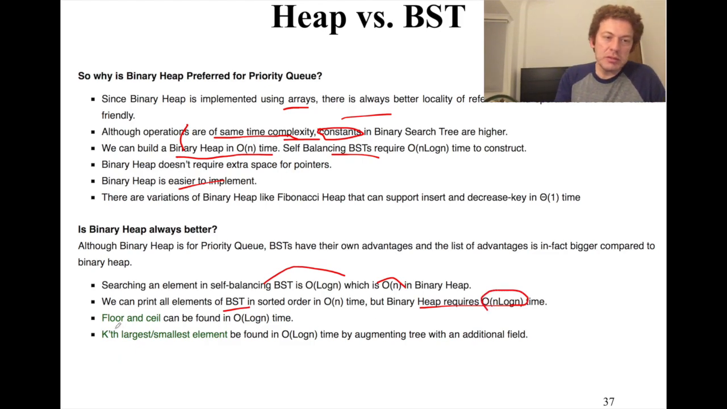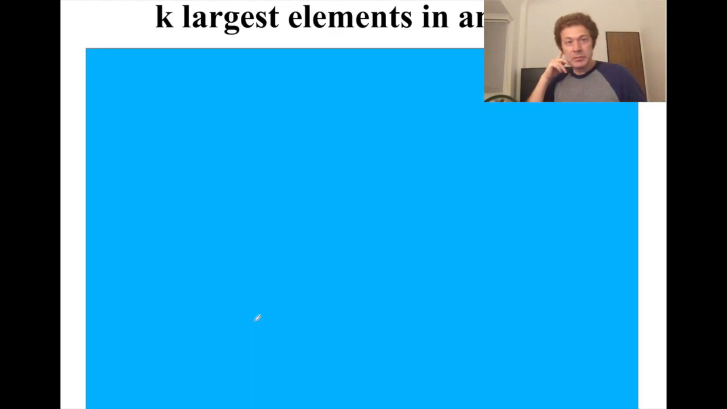Max and min, or floor and ceil, both can be found in log n time in BST. For the minimum, go to the leftmost. For the maximum, go to the rightmost. We know it actually. But in a priority queue, in a min heap, only the minimum can be found in constant time, but the maximum will take O(n) time, not log n time. Alright? So these are the issues.